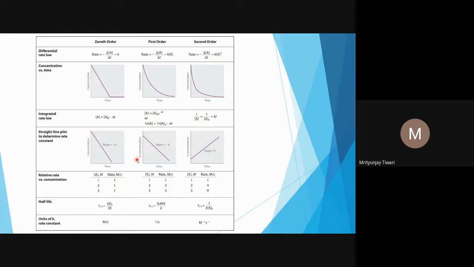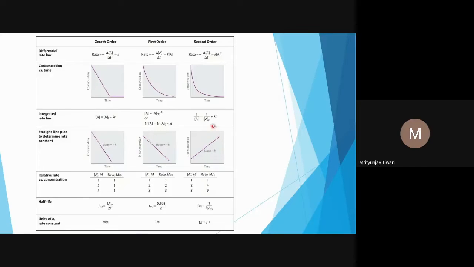However, in that case, we have to plot a graph of ln concentration of A versus time to obtain a straight line, and the intercept value gives ln of A naught. And in the second order reaction, one has to plot a graph between 1 divided by concentration of A versus T to obtain a straight line graph.